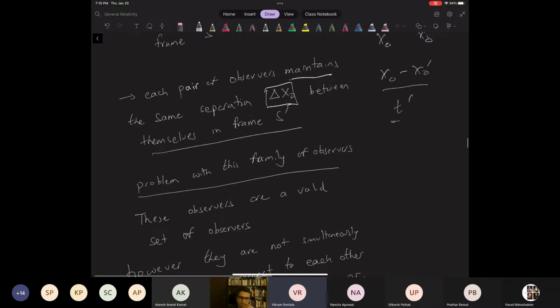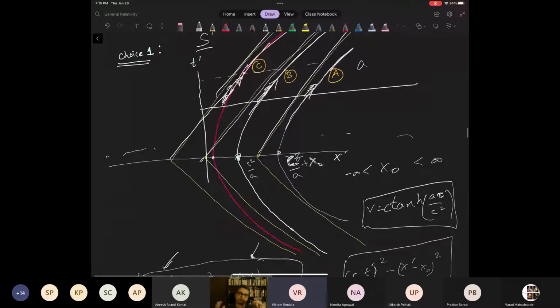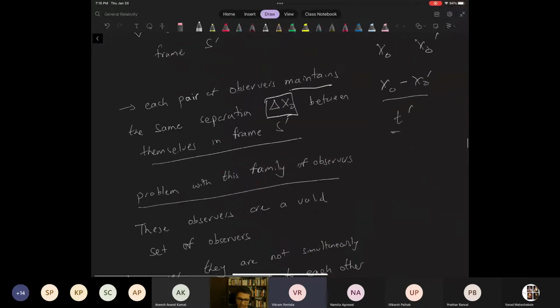Okay. However, you might think that this is a good family of observers to choose for an accelerating frame of reference. Okay, but however, there is a problem with choosing this set of observers. It's a perfectly valid set of observers.